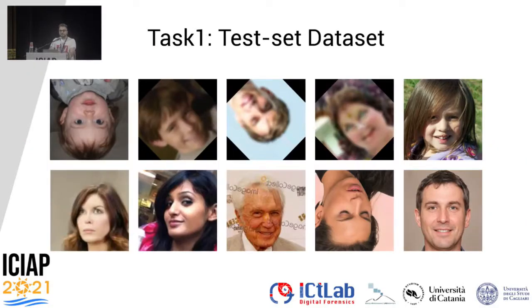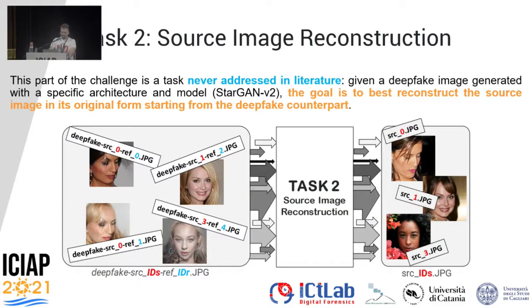These are an example of the tested images related to task one. You can see images with several tags like rotation, blur, and others.